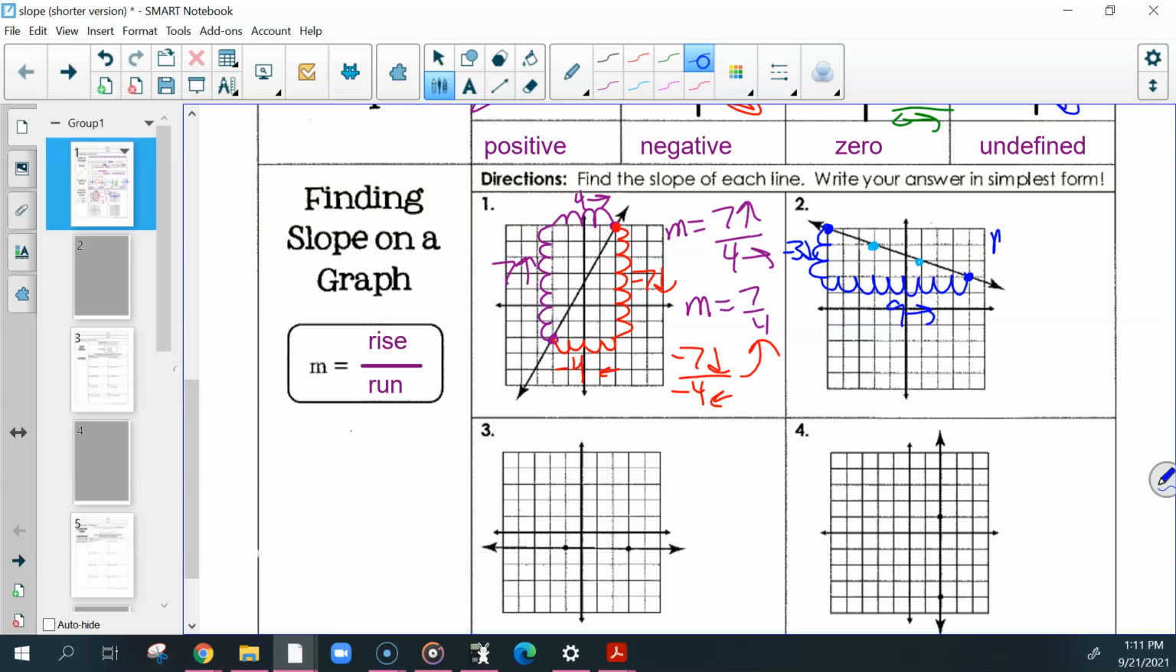So my slope would be -3 over +9. I can simplify that by dividing both of them by 3. So my slope would be -1/3.